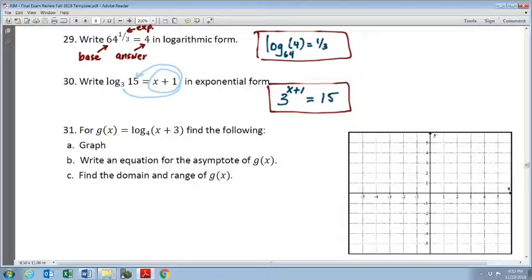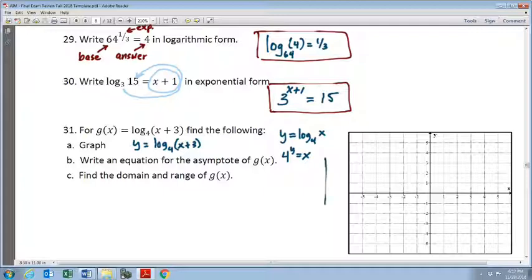Let's look at 31. So now we're going to graph this. First thing I'm going to do is write that using a y. And so this is the graph that we need to come up with, but we want to start by graphing the parent function, log base 4 of x. And choosing x values for this can be kind of challenging. You have to really know your logarithms. I think it's easier to just go ahead and write this in exponential form.